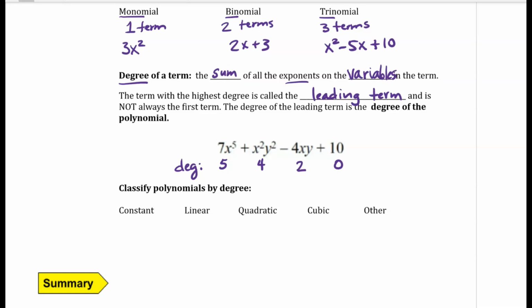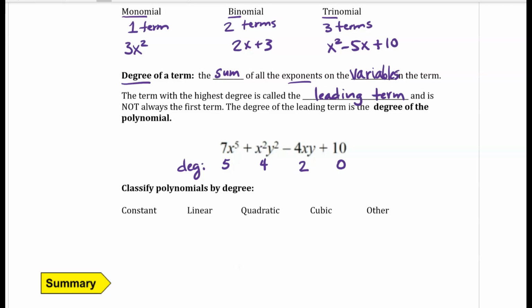In addition to classifying polynomials by the number of terms, like monomial, binomial, and trinomial, we can classify polynomials by their degree. If we have a polynomial that's constant, then that means it's just a number. It's not changing, like 10, for example. No variables. If we have a polynomial that's linear, then we have x to the first power. Now we might have another term in there. We might have x plus 3, but that's linear.